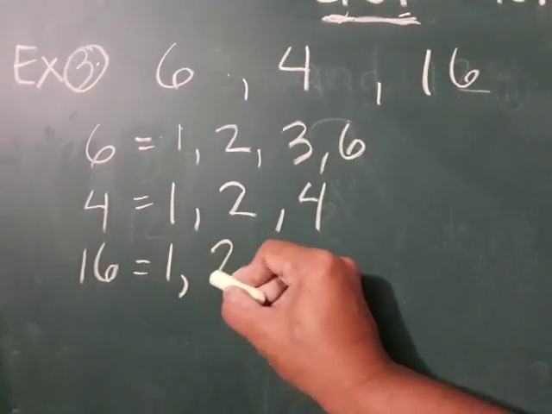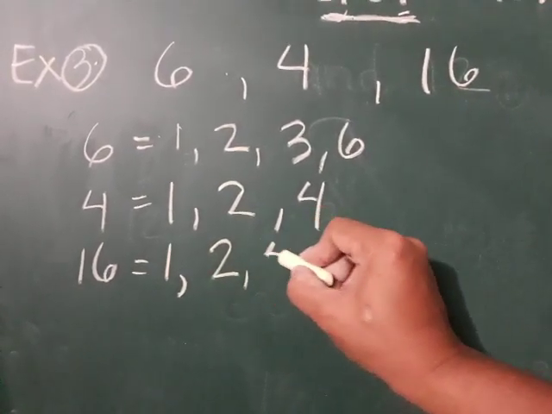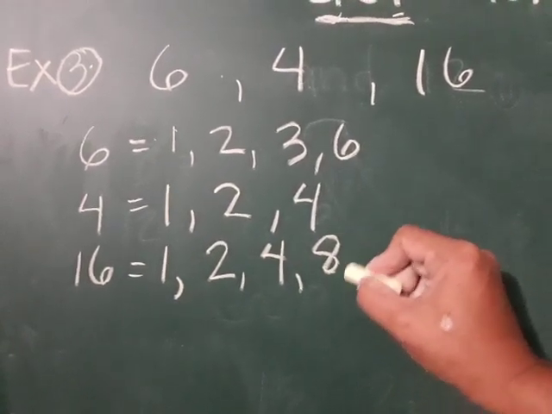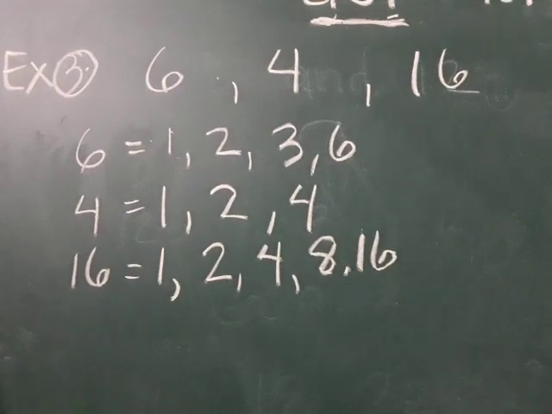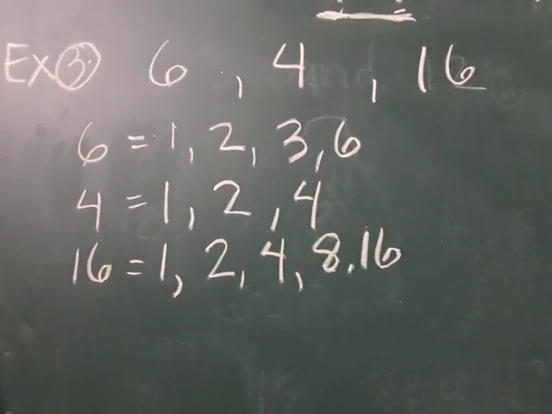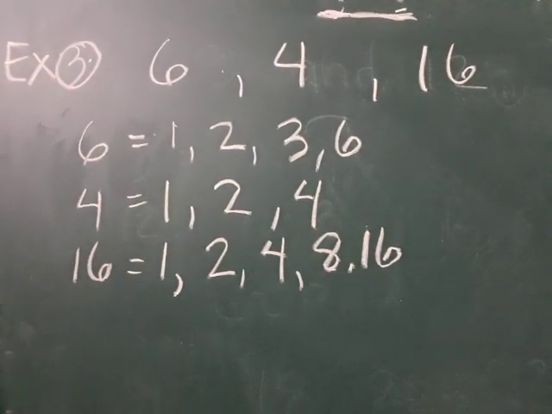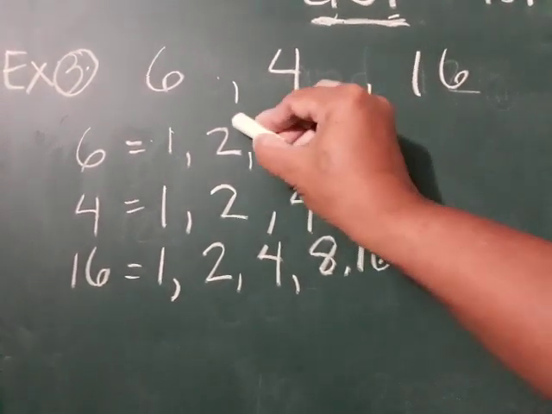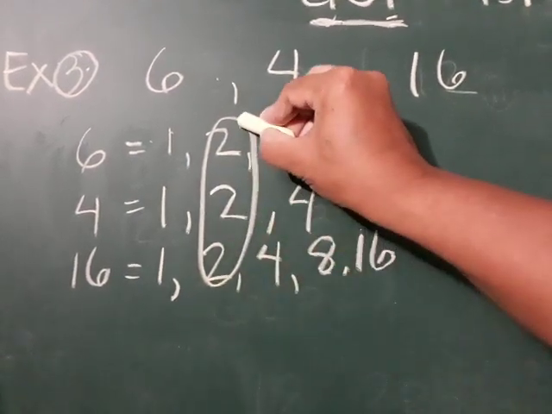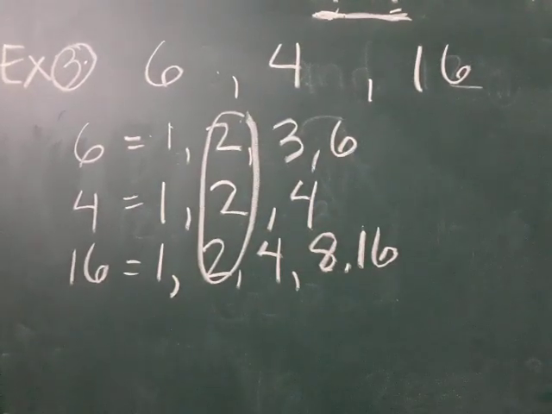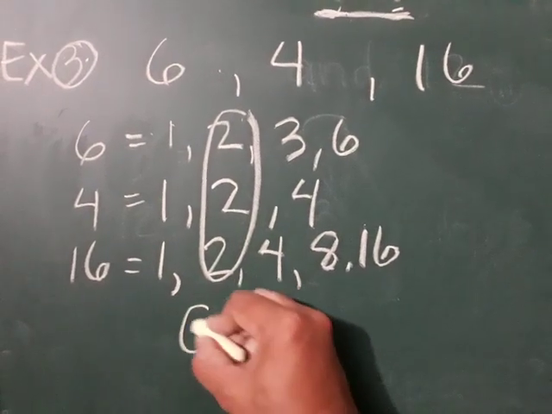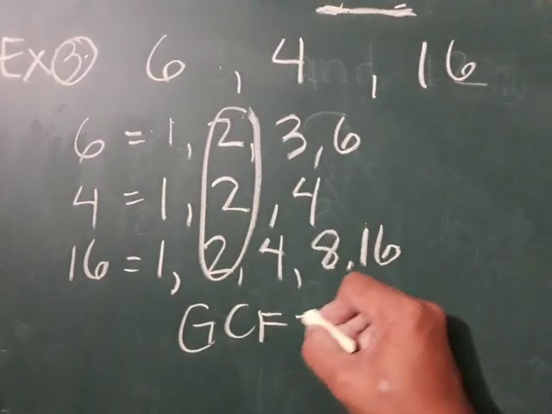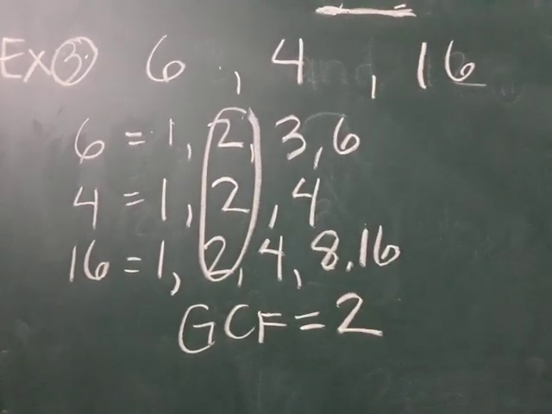It is also divisible by 2. It is also divisible by 4. Divisible by 8. And of course, 16 itself. Okay, so let's look for the highest common factor. So I think it's 2. Okay, yes, it's 2. So our GCF for 6, 4, and 16 is equal to 2.